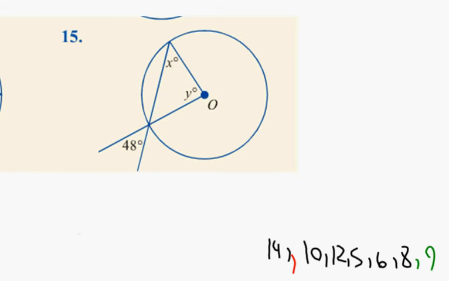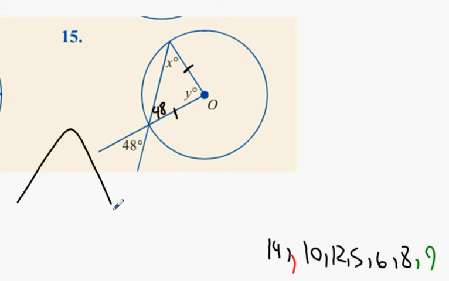Okay, what do we think of number 15? We want to get information in this triangle here. Vertically opposite again. That's 48 degrees, yeah? What type of triangle is this? No, y isn't quite 90. There's another way to get information. What two angles have to be the same? X and 48 have to be the same because it's an isosceles triangle.